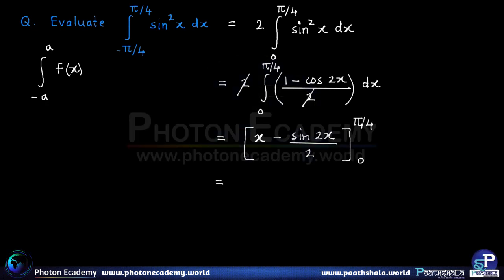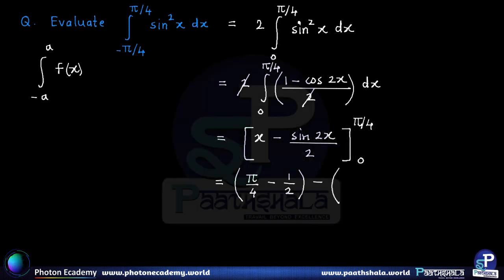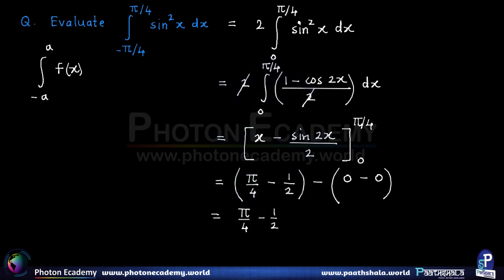So putting the upper limit we have pi by 4 minus sine of 2 into pi by 4, which is sine of pi by 2, which is sine 90, which is 1. So we have pi by 4 minus 1 by 2 as the expression for the upper limit, minus, when we put x as 0, first term is 0 minus sine of 2 into 0 is sine 0, which is finally 0. So therefore the final answer is pi by 4 minus 1 by 2. If you want, we can simplify it as pi minus 2 upon 4.